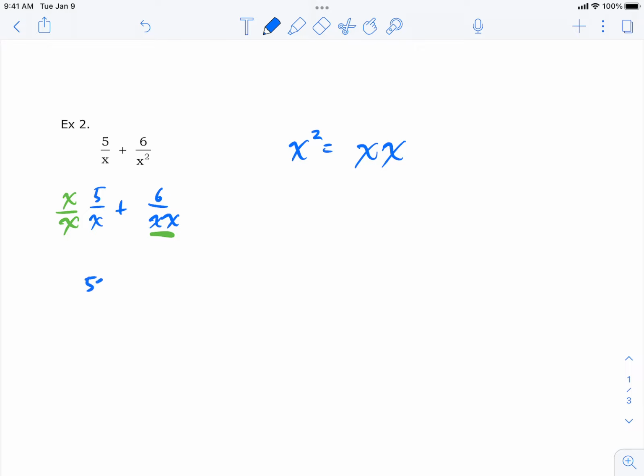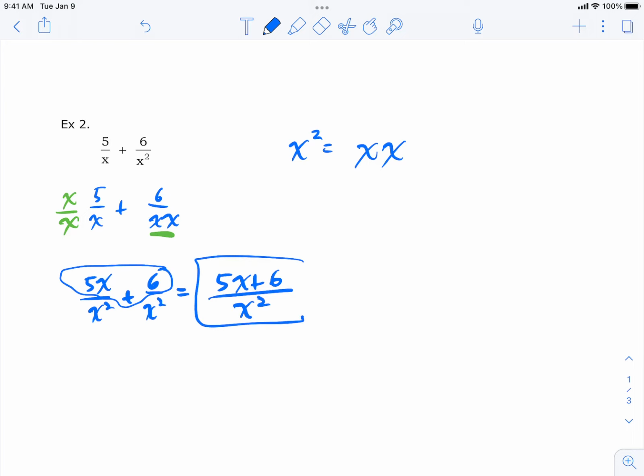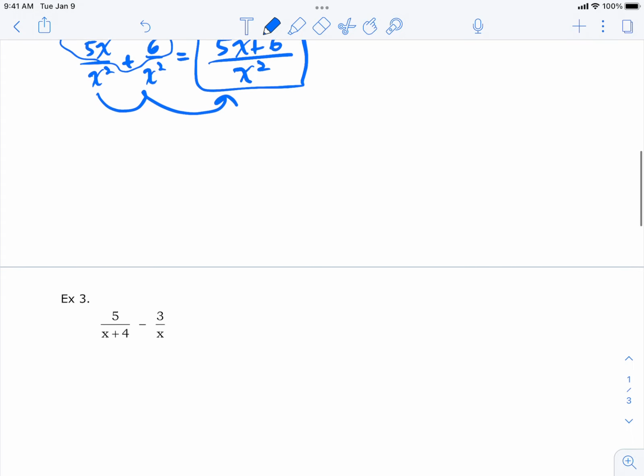So what have I got? I got a 5x here over x squared, plus I got a 6 over x squared. And now I'm ready to just add across the top, 5x plus 6, and that's all over the x squared. Remember, when you add fractions together, or in this case rational expressions together, the denominator just carries along. It's like a like terms thing almost. Make the denominators the same, and it's kind of like combining like terms. 5x over x squared plus 6 over x squared is 5x plus 6 over x squared. Okay, cool. Oh, we got another example right here.